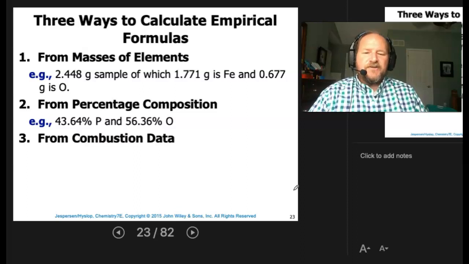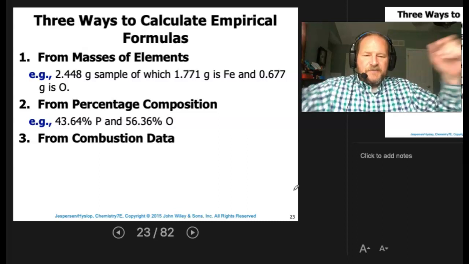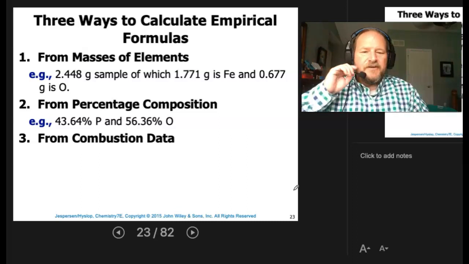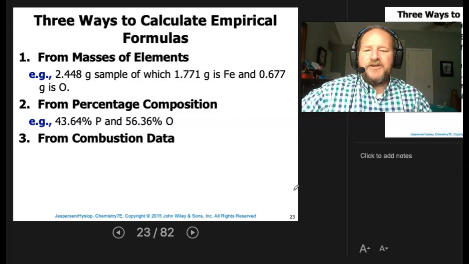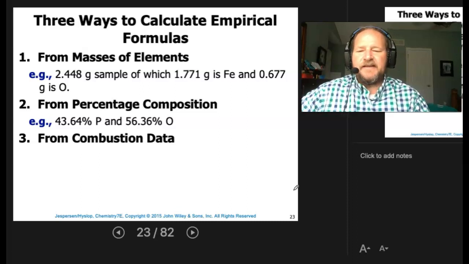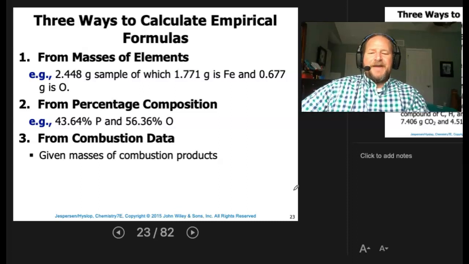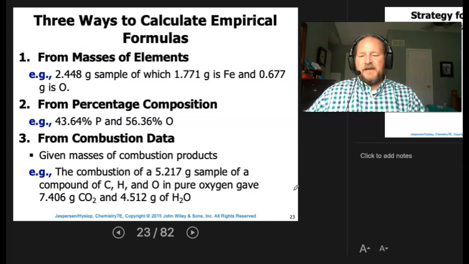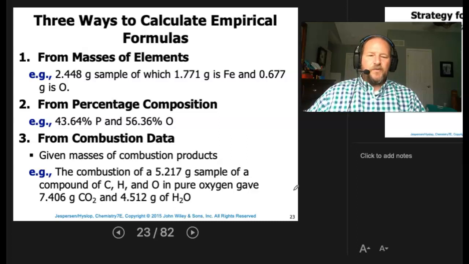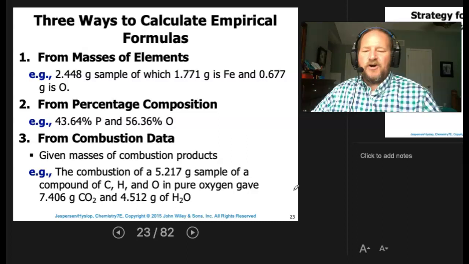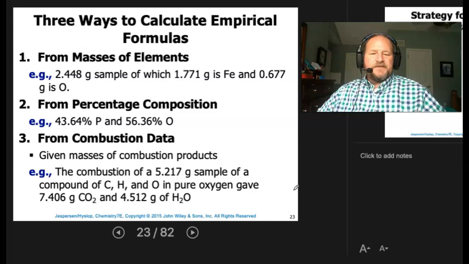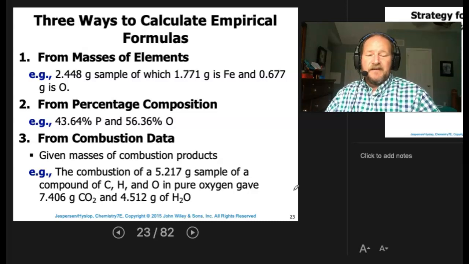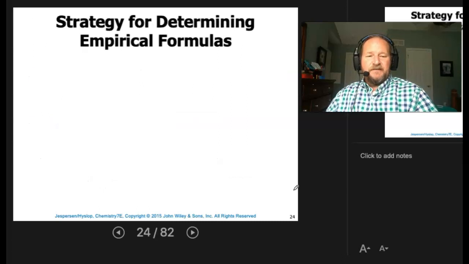Or if you're working with hydrocarbons and organic chemistry, a lot of times you're going to get it from combustion data. You're going to take your unknown compound and literally burn it. And then it's called scrubbing. You're going to scrub it out to get the different elements. This is going to give you the masses of combustion products. There you'll have to work backwards, because the combustion of this much of a sample, the compound CHNO, in pure oxygen gives this much CO2 and this much water. Knowing how much carbon and hydrogen is there, you'll use your grams of CO2 to figure out how much carbon was there and your water to figure out how much hydrogen was there.